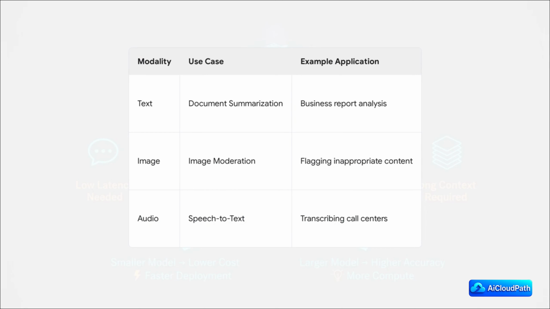And you can see just how practical this is. Let's say you're building a tool to summarize business reports. Well, you're going to need a text model, right? Or maybe you're trying to flag inappropriate photos that users upload. That's a job for an image model. And if you're transcribing call center conversations, an audio model is your only real choice. It's pretty straightforward. The job you're doing tells you what modality you need.